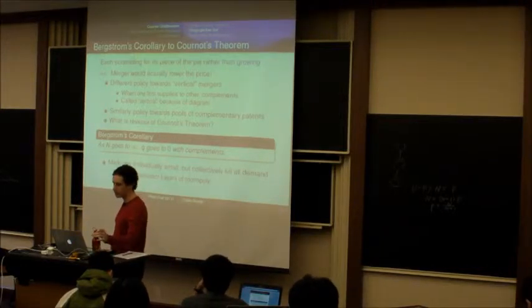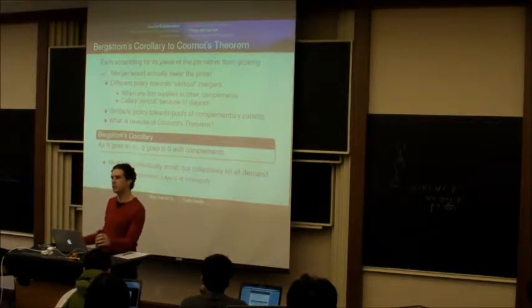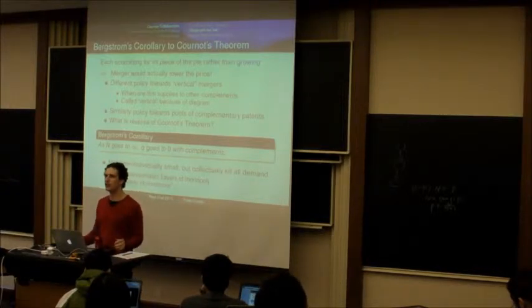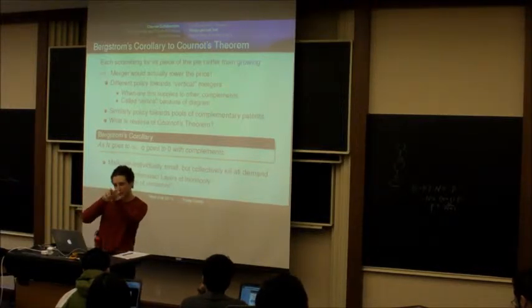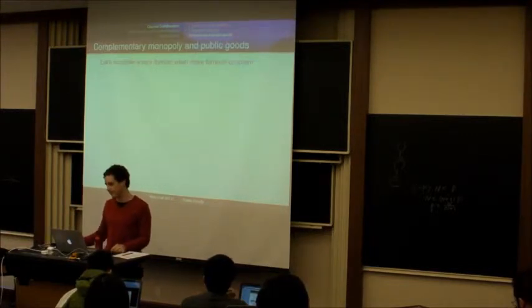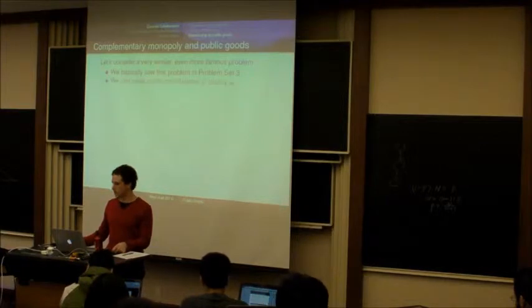This is very pessimistic, obviously. It says that layers and layers of monopoly eventually kill off the market. It's sometimes also called the tragedy of the commons, because every person is trying to grab their part, and in the process, they destroy the social value. In fact, it's related to an even more famous problem called the public goods problem, which we sort of saw in problem set 3.